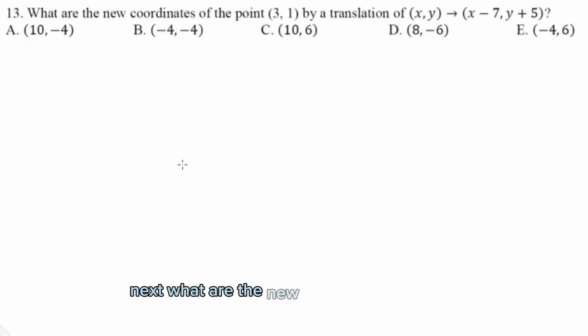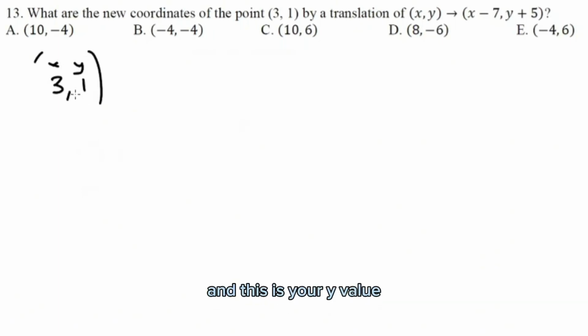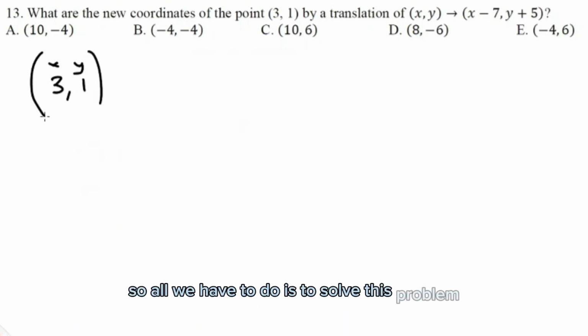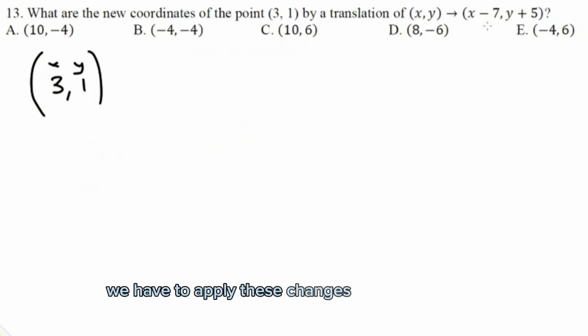Next, what are the new coordinates of the point (3, 1) by translation of (x, y) to (x minus 7, y plus 5)? Alright, in this, we have (3, 1). This is your x value, and this is your y value. To solve this problem, we just have to apply these changes onto our x and y. So we do the x minus 7.